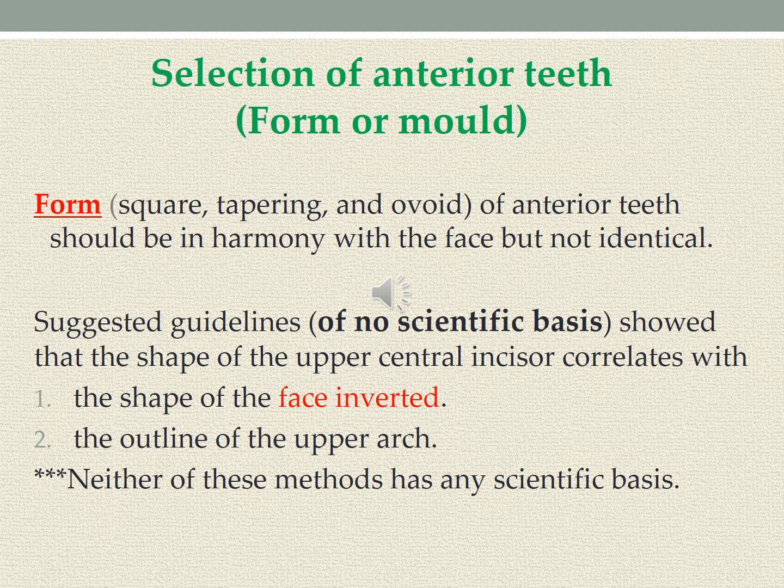Another thing we need to select is the form or mold or shape of anterior teeth and copy this information to the lab technician. There are different forms of anterior teeth which we can select from. These forms are either a square form, tapering form, or ovoid form. And the form of anterior teeth should be in harmony with the face but not identical.